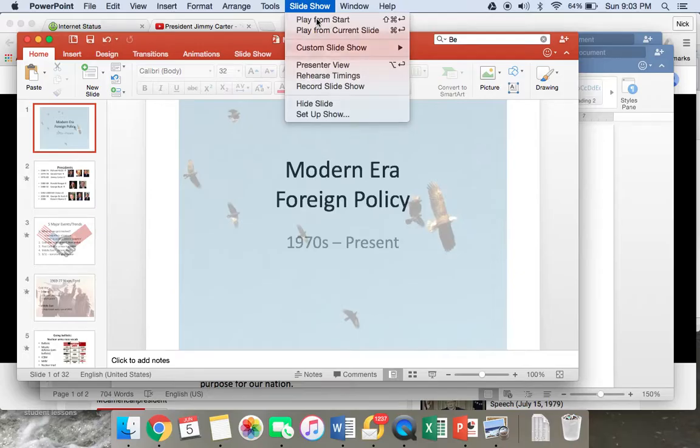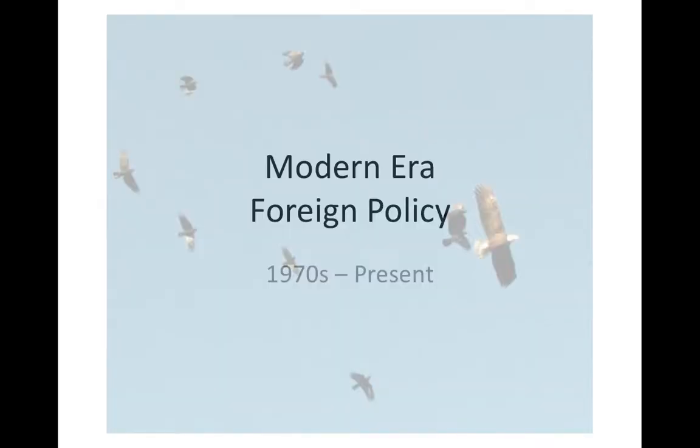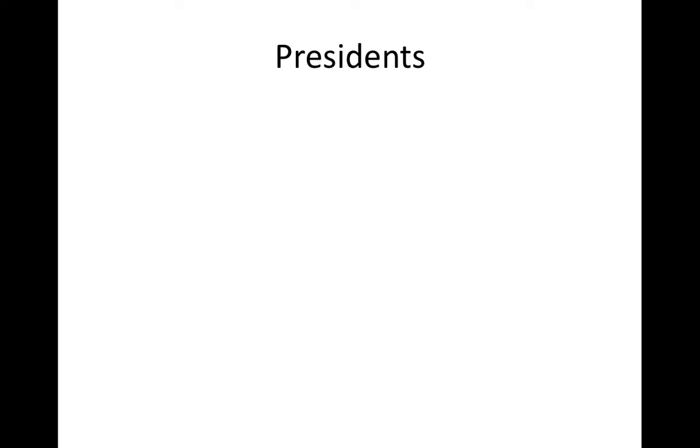Lecture on modern era foreign policy from 1970s to the present, and we'll start with a quick little quiz. You can see the background photo is the American Eagle being chased and nagged by many different problems, as this era has produced a lot of different challenges for us internationally.